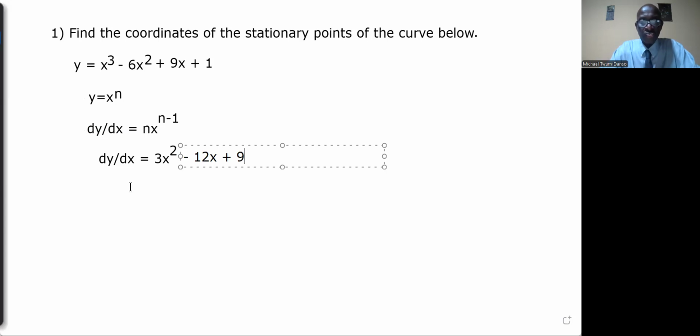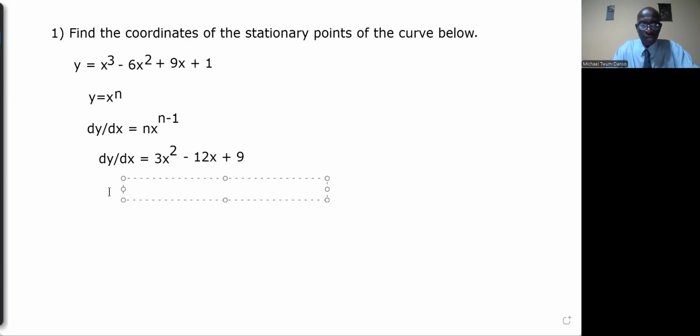in the x cubed expression and is equal to 2 in the 6x squared expression. So we multiply the 3 by the coefficient of x cubed, which is 1, and we subtract 1 from the exponent 3. So we're going to have 2. So that's how we got 3x squared in the expression 3x squared minus 12x plus 9. We do the same to the remaining expressions. So 6x squared becomes 2 times 6, which is 12x, and we subtract 1 from 2, so we get 12x. The same thing for 9x, and the same thing for 1.